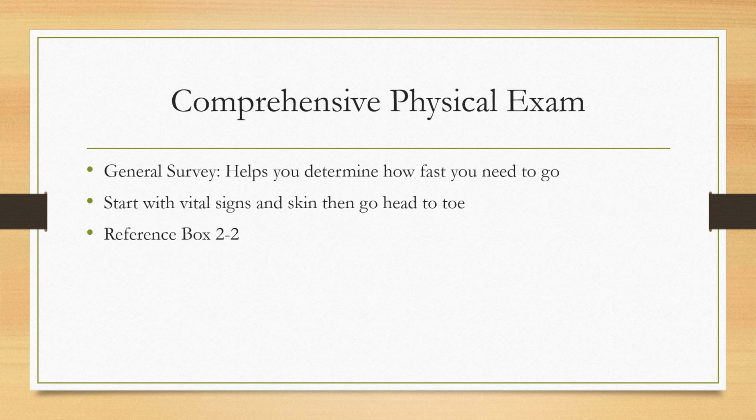So the comprehensive physical exam, the very first thing you need to do is that general survey. And this helps you determine how fast you need to go. I know you guys have already been tested on this, but like I said, we're just going to fly through this to make sure that we're all on the same page as we move forward in this course. So obviously, if your patient is in respiratory distress and their airway is compromised, you're not going to be going through their range of motions and such. So you really got to make sure you get good at that first general survey.